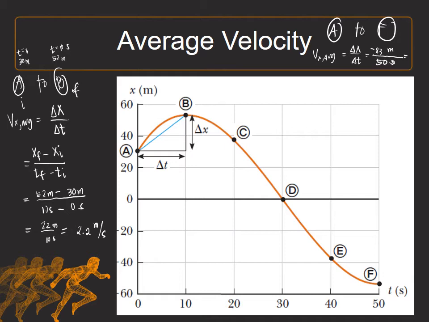So our average velocity from point A to point F is negative 1.72. Again, velocity is a vector quantity, so it can also be positive or negative depending on the sign or the direction of the displacement. Since our displacement is negative, the velocity is also negative, since velocity or average velocity is displacement all over time. Any questions?